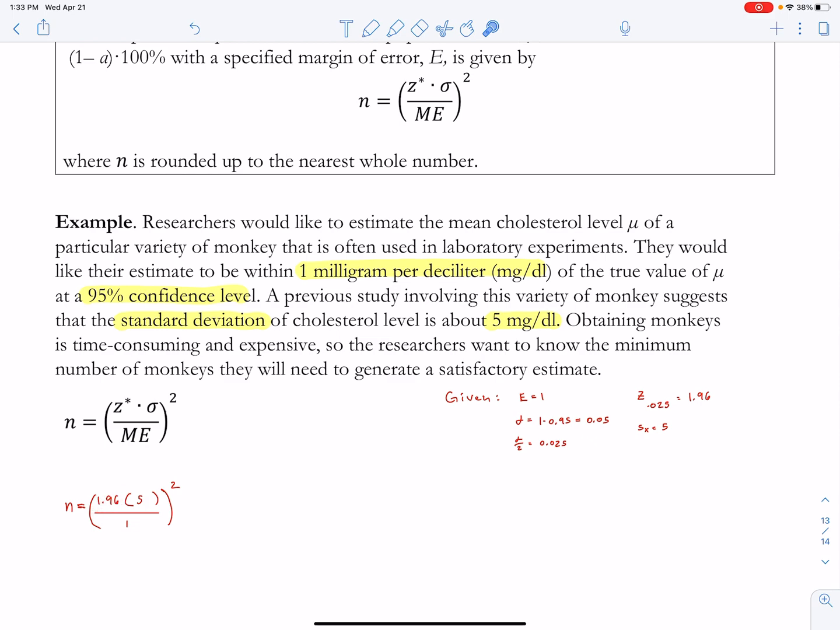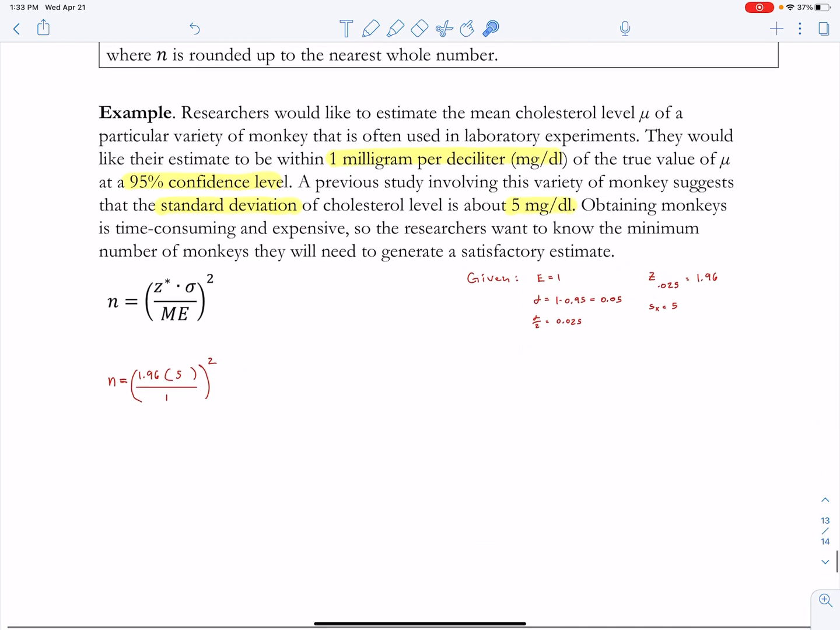So we have our Z-score of 1.96. That's where we had to utilize Table A from prior chapters. And then we have our standard deviation of 5. That was given. Over our margin of error. They wanted their estimate to be within 1 milligram per deciliter, so that was my E. I could have put ME, it's the same thing, margin of error. And that's going to be over 1, to the power of 2. And then you'd run that simple calculation and you would get your n.